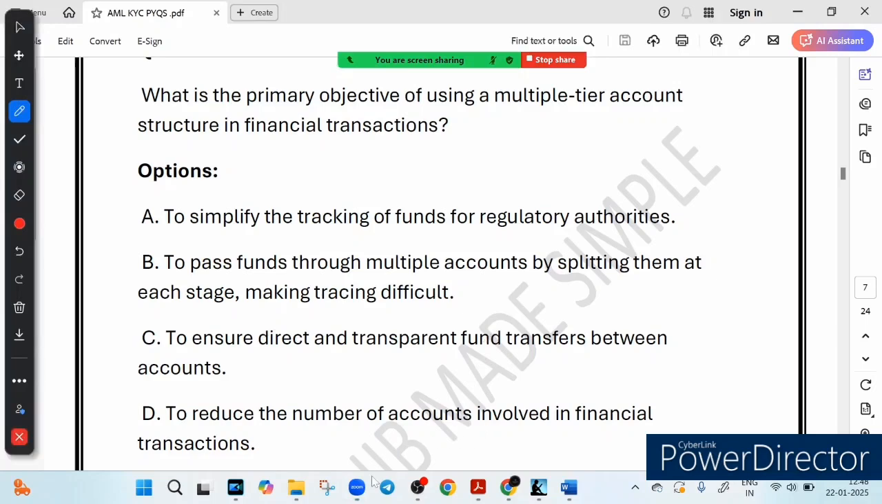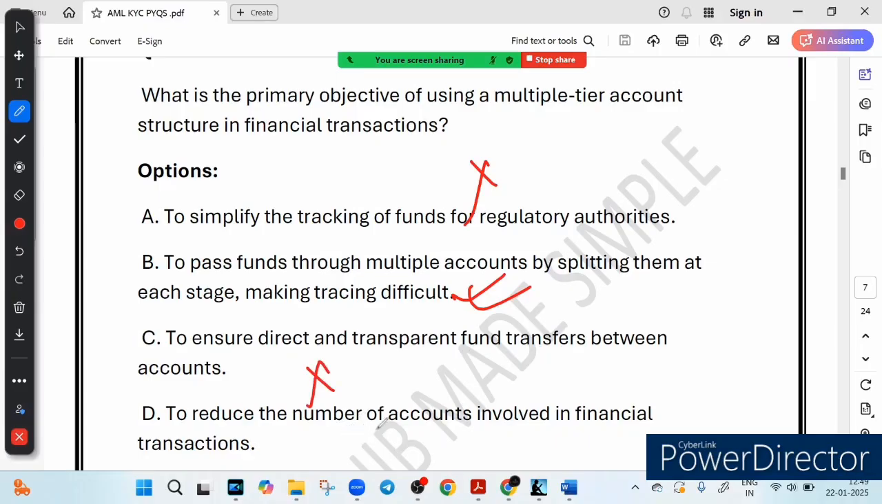Let's decode each option. Option A says simplify tracking by making funds easier to trace. This is incorrect. Multi-tier structuring is used to complicate things, not make things simpler. Option B says to pass funds through multiple accounts by splitting them, making tracing difficult. Exactly correct. Because the idea behind multi-tier structuring is to move money across various accounts in small chunks so that tracing the origin of the funds becomes almost impossible. Option C, to ensure direct and transparent fund transfer between accounts. So this is a red cross. Why? Because the method is designed to make transaction flow as opaque and confusing as possible.